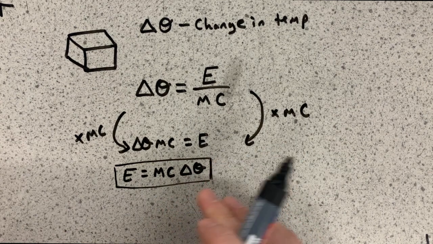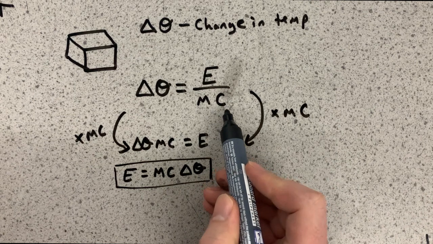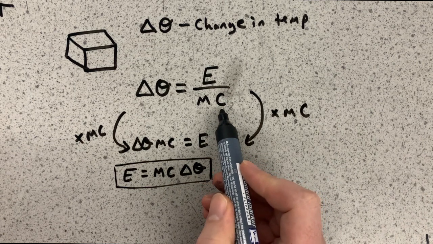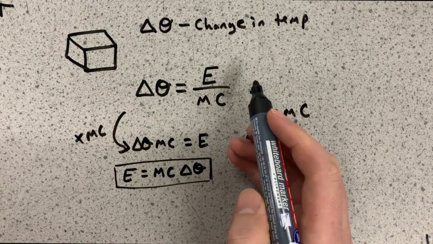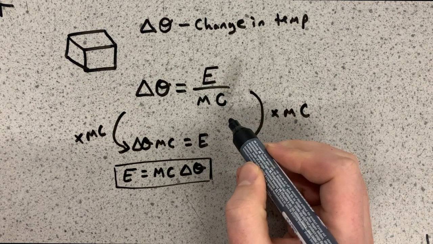So this quantity C, this specific heat capacity, this is the symbol for specific heat capacity, we might want to measure it.